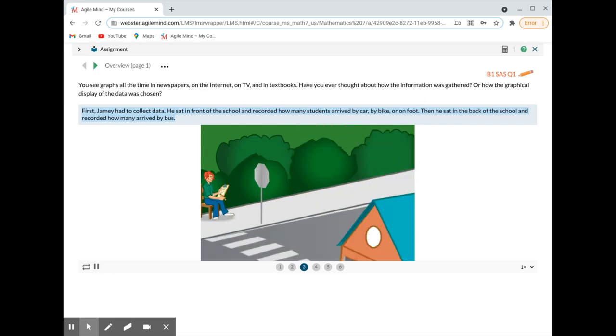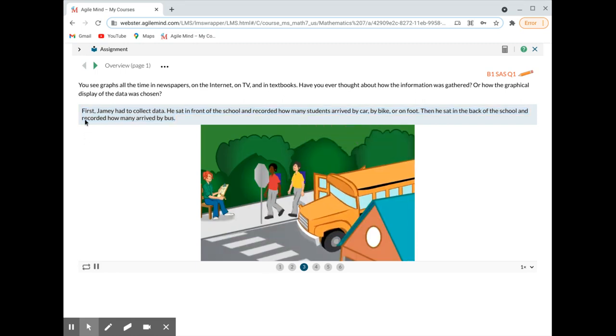It says that he first had to collect data. He sat in front of the school and recorded how many students arrived by car, by bike, or on foot. Then he sat in the back of the school and recorded how many arrived by bus. Okay. So do you think he did this all in the same day, or on other days? He probably did it every other day, because the buses would have already come when the cars came, so he would have missed the buses.